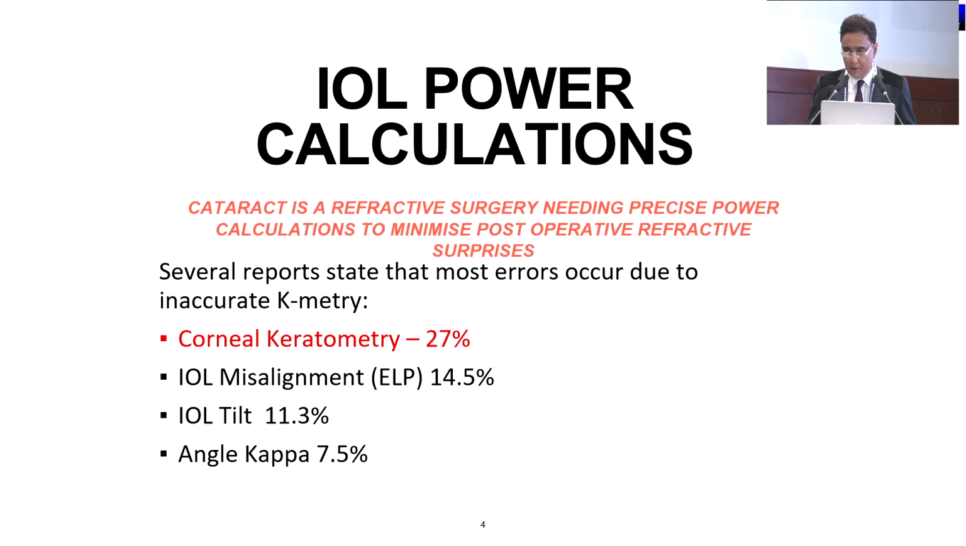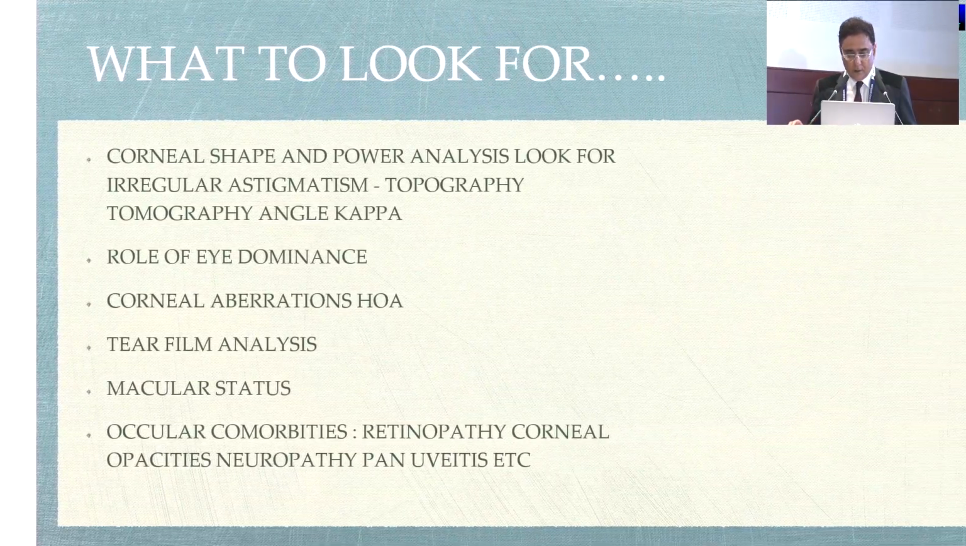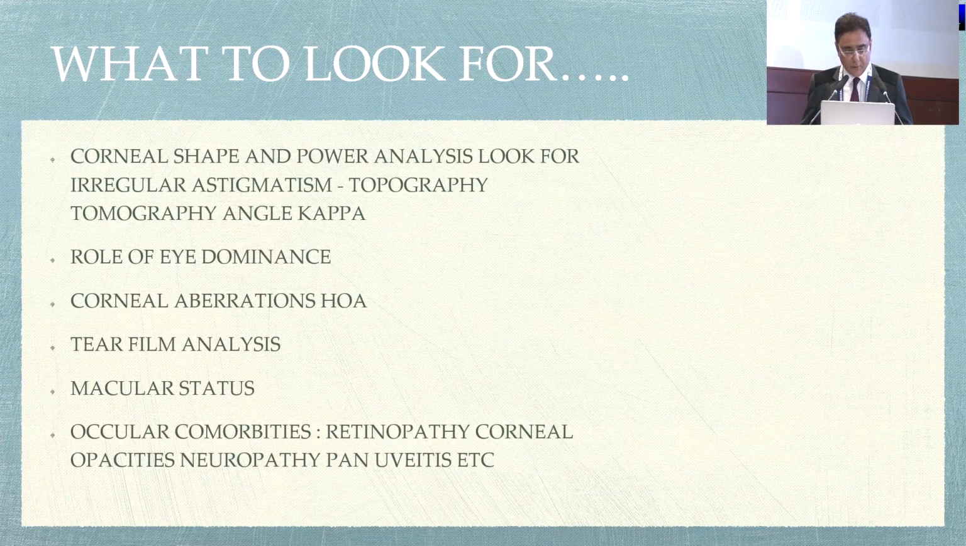In IOL calculations, it is known that keratometry results in 27% of the error. IOL misalignment is 14%, IOL tilt is 11%, and angle kappa is 7.5%. So keratometry does play a very important role, and if it's a post-refractive case, it will play an even bigger role. So what to look for? Yes, we have to look for corneal shape, very important, corneal power analysis. So now we all talk about total corneal power, topography, tomography, angle kappa.